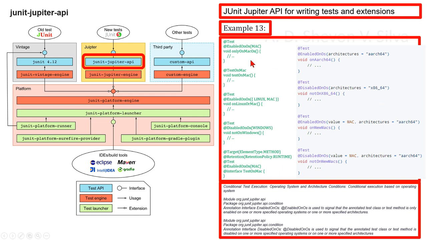The annotation interface DisabledOnOs, in package org.junit.jupiter.api.condition in module org.junit.jupiter.api: @DisabledOnOs is used to signal that the annotated test class or test method is disabled on one or more specified operating systems or more specified architectures.